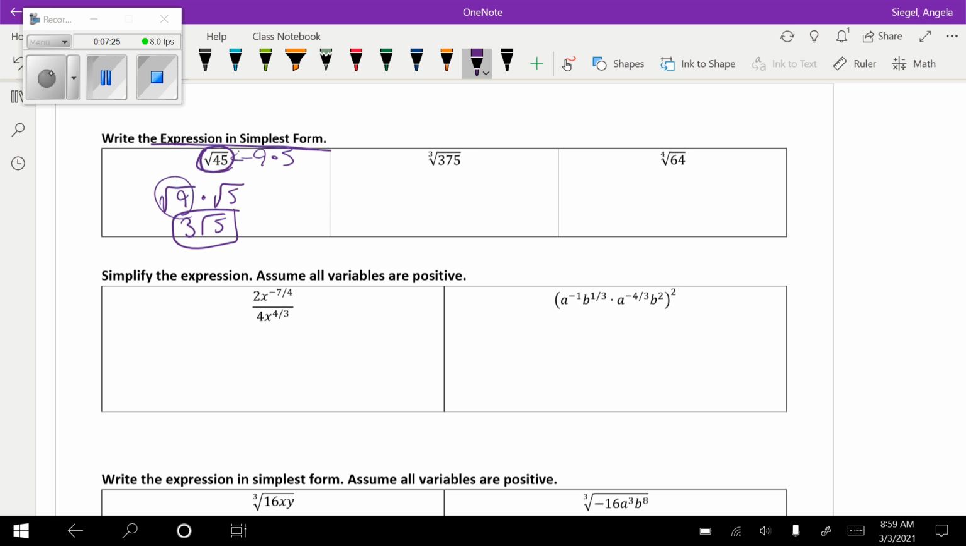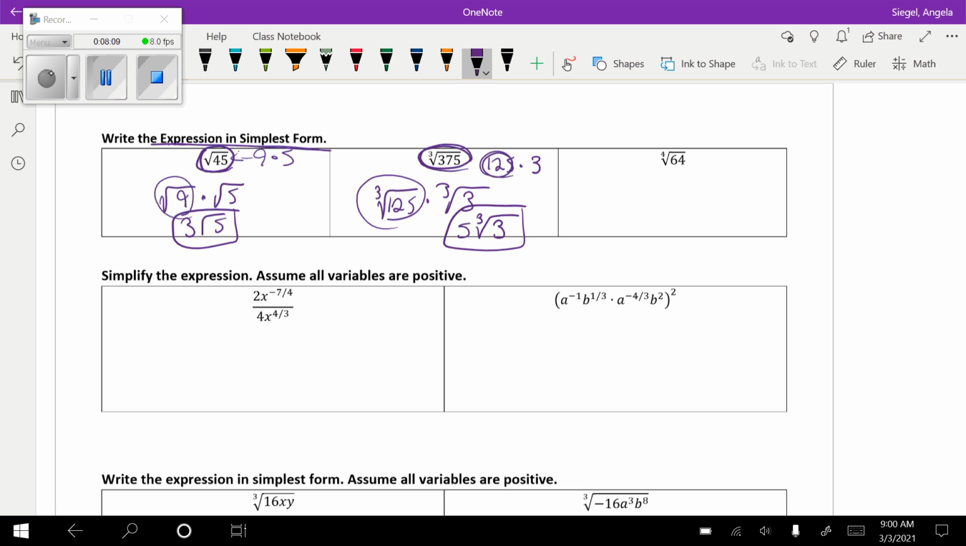So we're going to do the same thing over here, except now I'm not going to look at perfect squares. I'm going to look at perfect cubes. So I want you to find the biggest perfect cube that you can find that is a factor of 375. You should see that 125 times 3 is 375, and the cubed root of 125 is 5. So let's see how this works. The cubed root of 125 times the cubed root of 3, and this becomes 5. So my answer is 5 cubed root of 3.